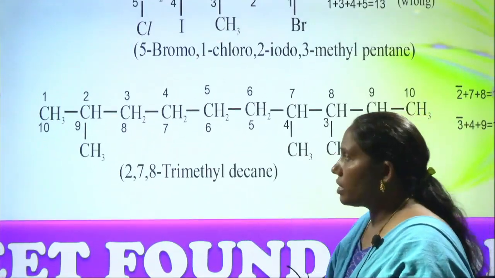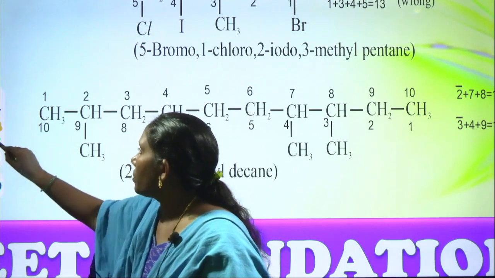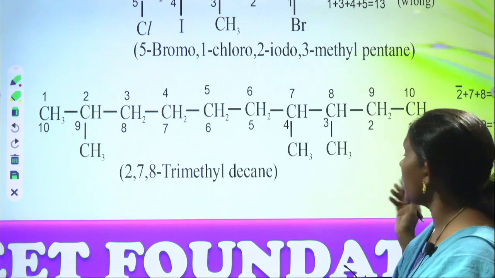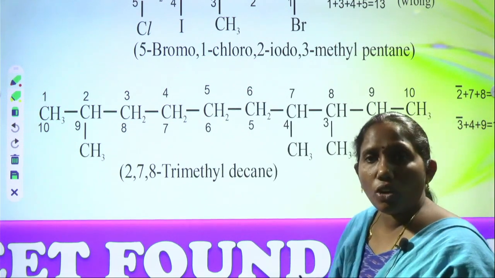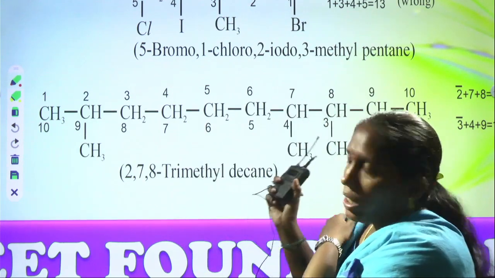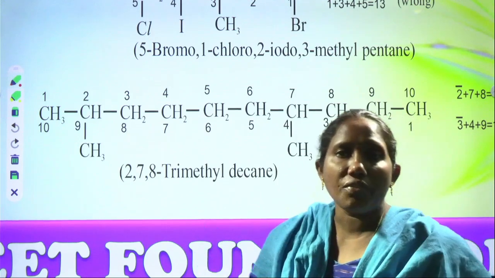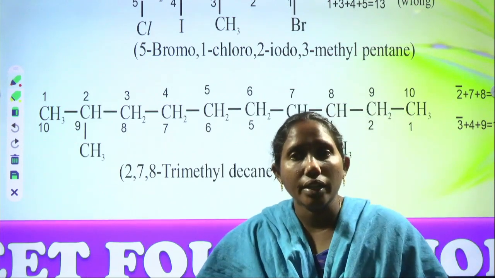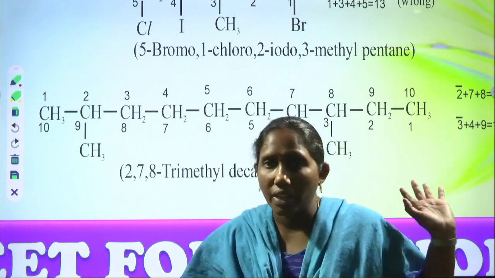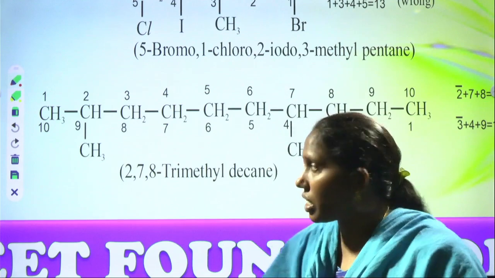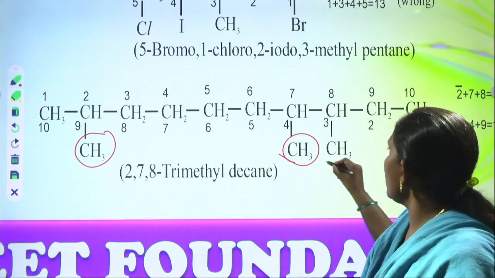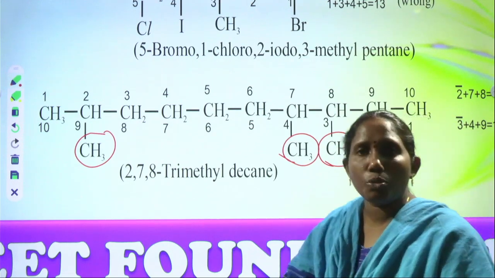This is the next example. Here they have given the longest chain with 10 carbons. If 10 carbons are present, that is obviously dec. All are single bonds only, decane. So the root word and primary suffix are clear. But coming to the prefix, there is no secondary suffix because there is no other functional group, all are substituents only. Here it is CH3, here CH3, here CH3, all are methyl groups only.